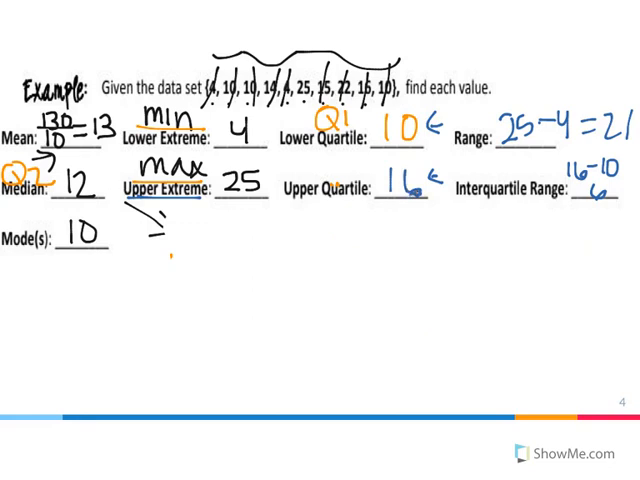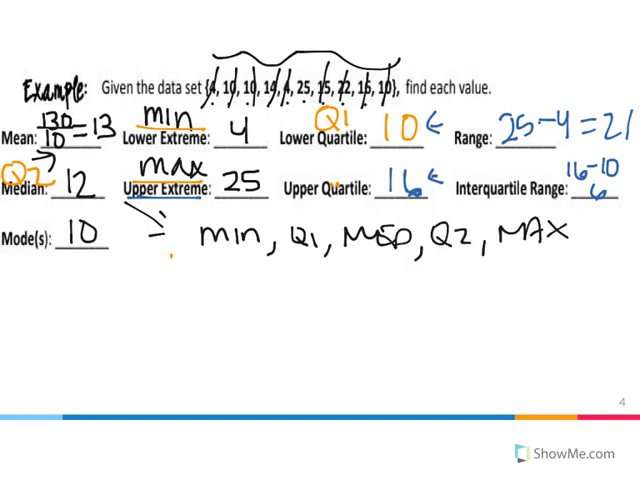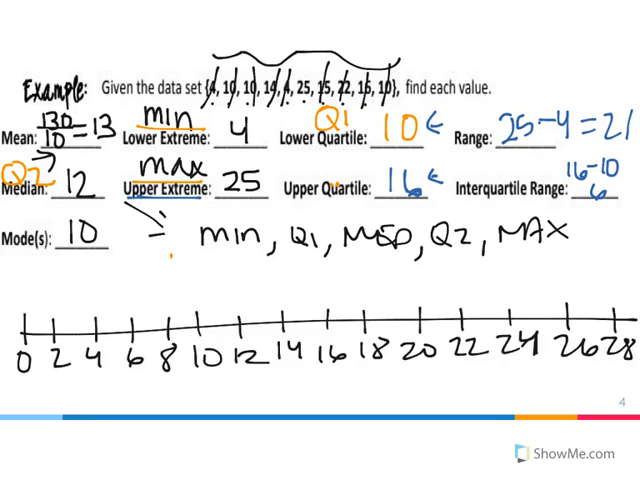So now that I have some space here, we're going to use all the numbers that we were given. So it's called the 5-number summary. The 5 things I'm looking for are my min, my Q1, my median, my Q3, and my max. So those are the only numbers I actually care about when I'm creating a box and whisker plot. I'm going to go ahead and create a number line, and I'm going to count by 2s.